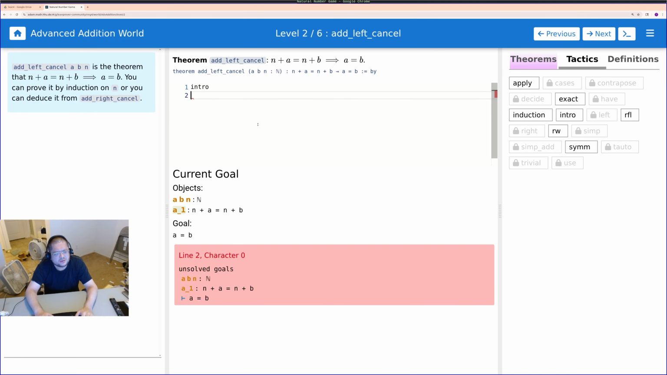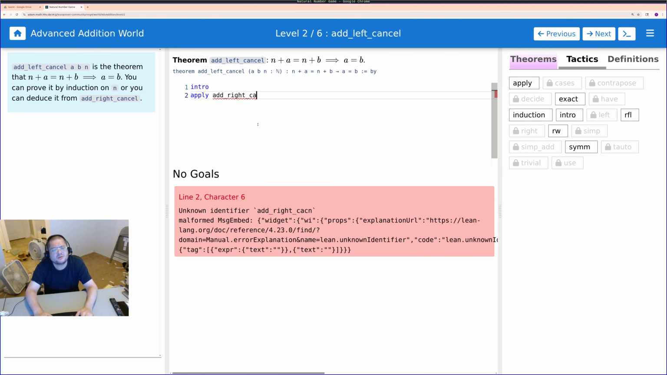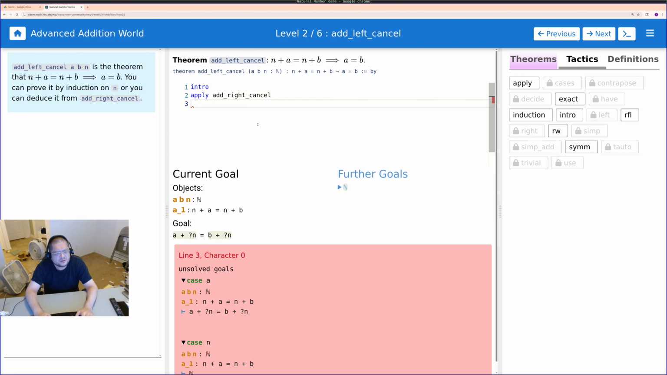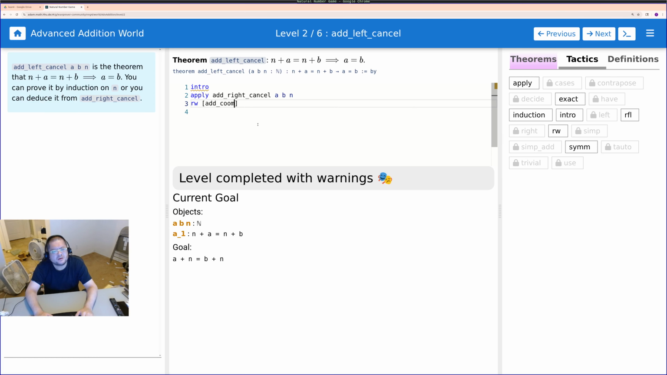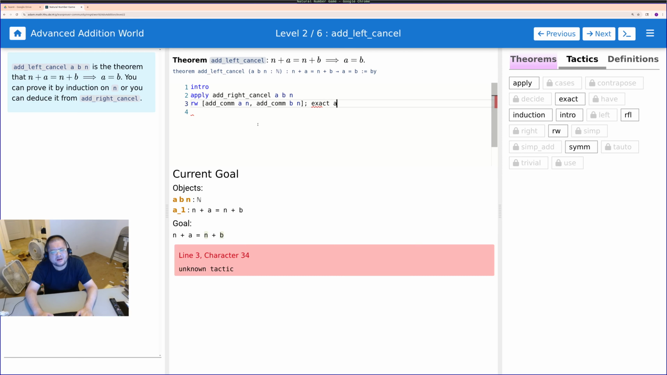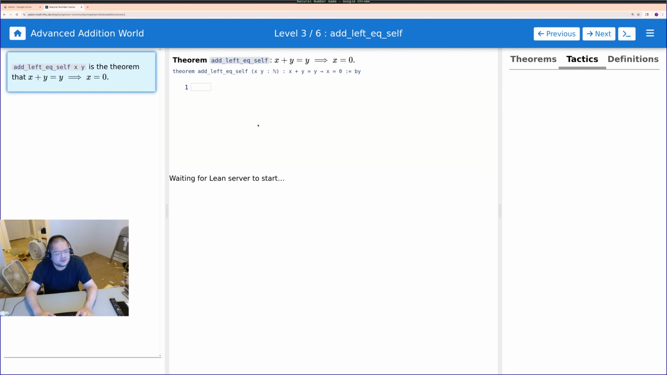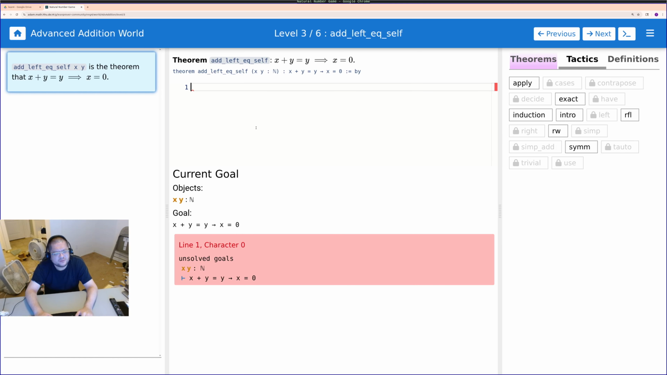Intro, apply add, A, B, N, and then rewrite. This should be exact A1. Great. Add left equals self.